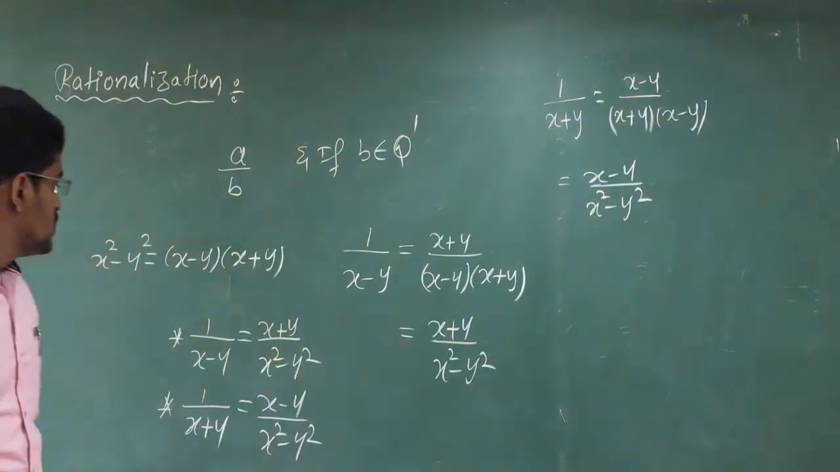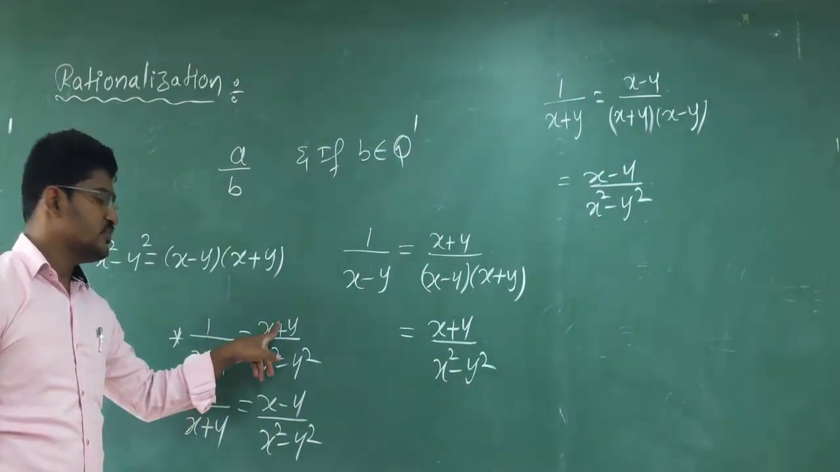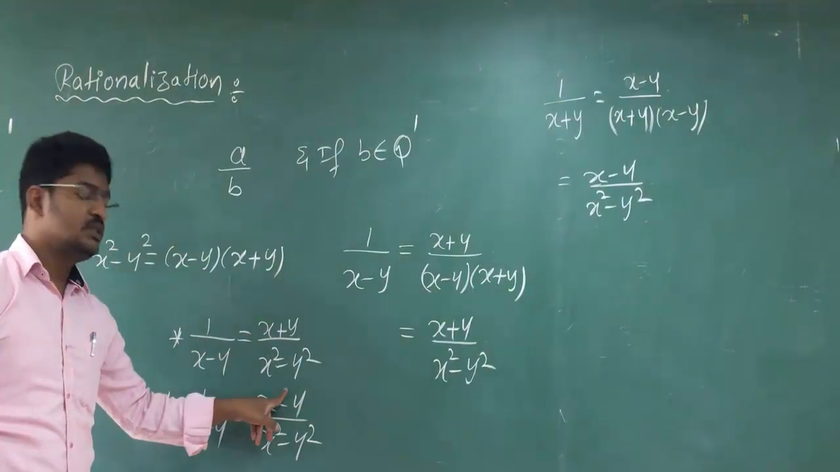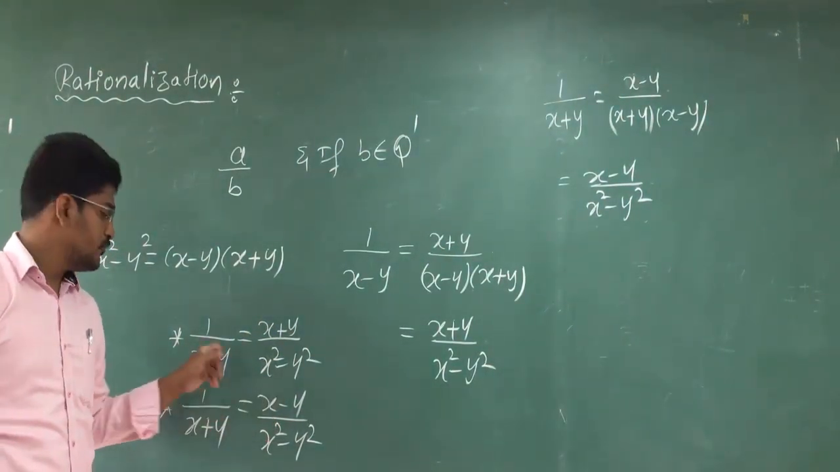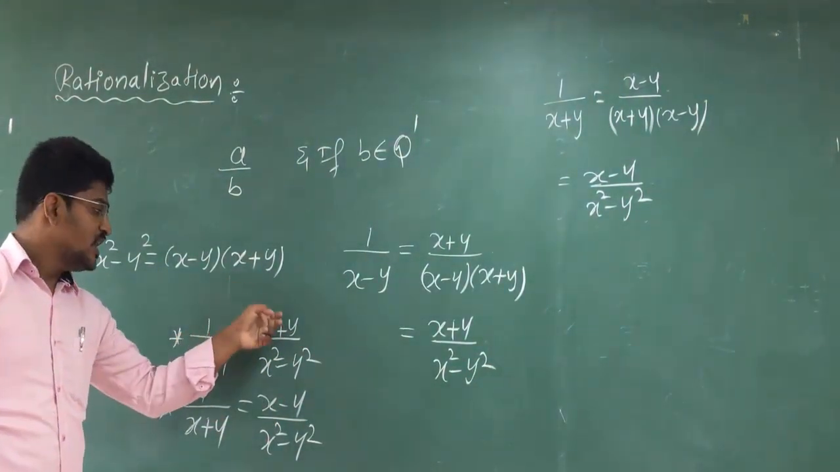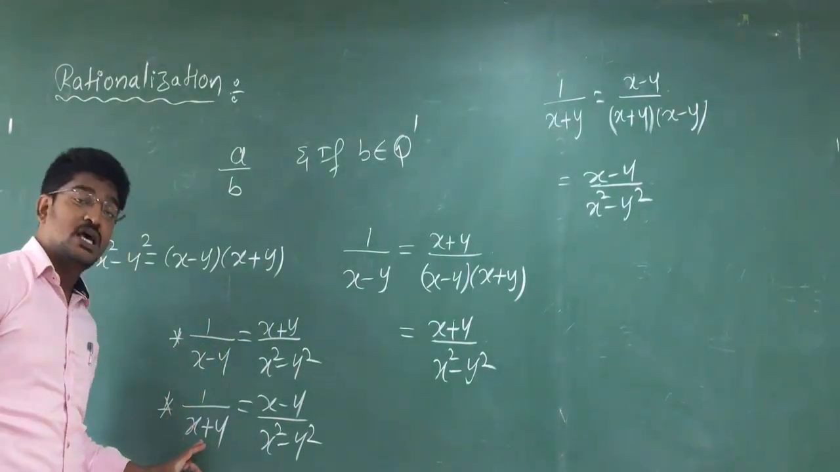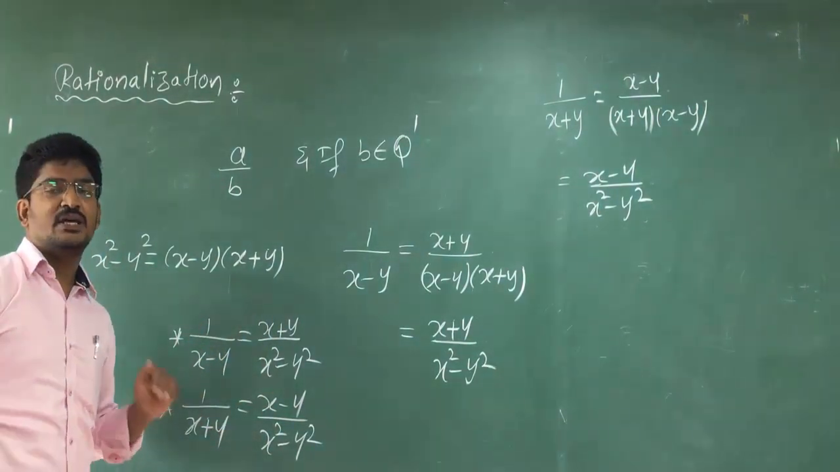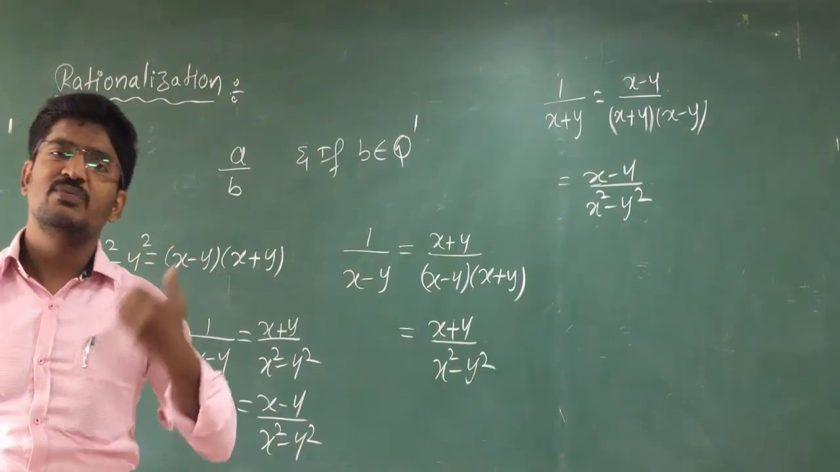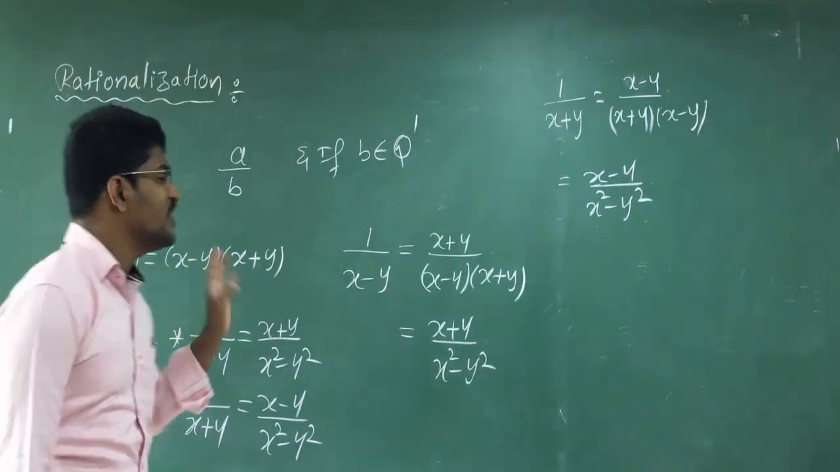Clear, students? So if you have minus, this will be plus. If you have plus, this will be minus. Please remember that if you have minus here, here it will be plus. If you have plus here, it will be minus. That means while rationalizing, it will be very easy for you to simplify the terms.